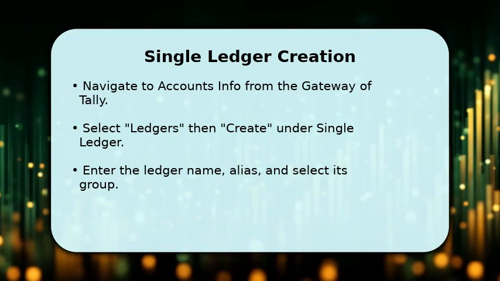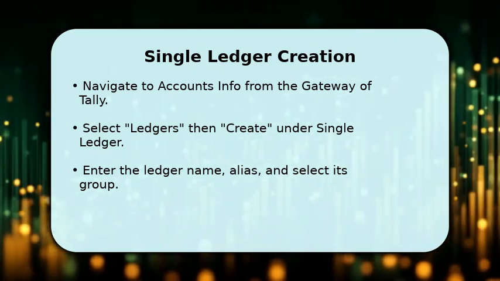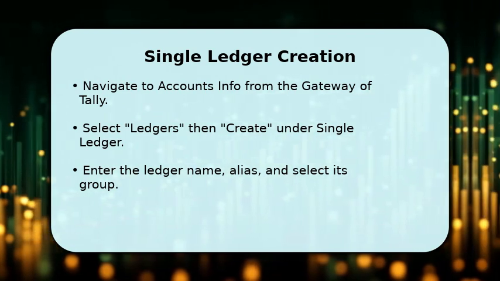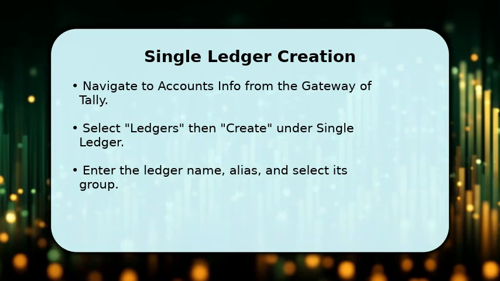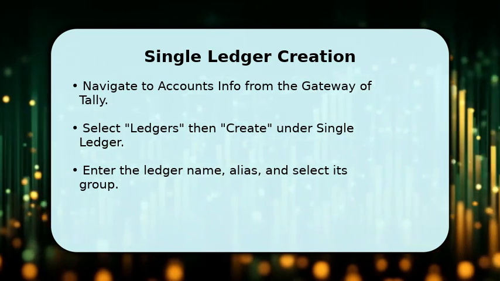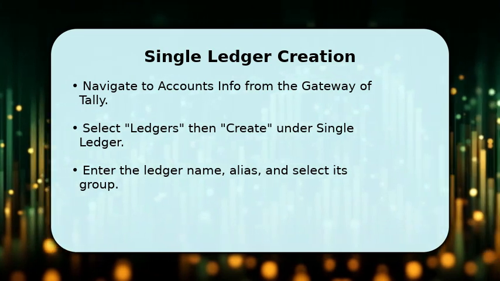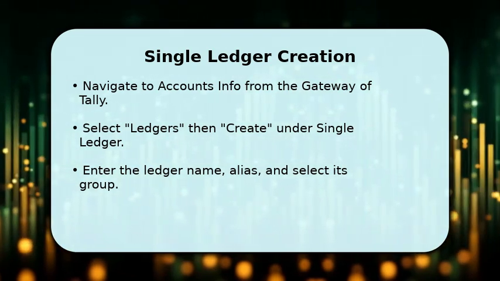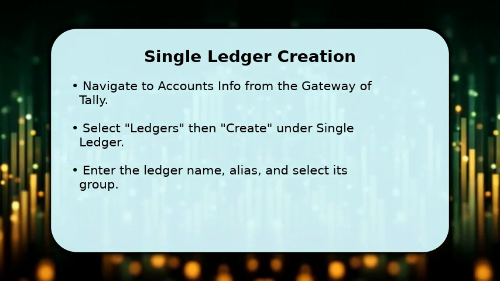To create a single ledger, begin by navigating to the Accounts Info menu from the gateway of Tally. From there, select Ledgers and then choose Create under the Single Ledger option. You will then input the ledger's name, an optional alias, and crucially, select the correct group. Finally, enter any opening balance if the ledger already has one. This ensures precise record keeping from the start.